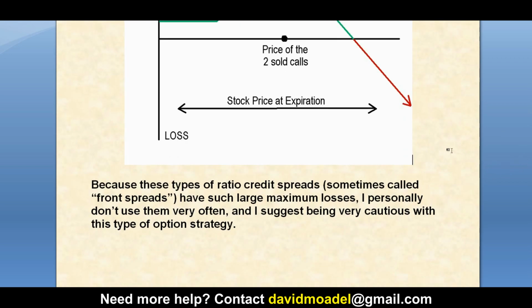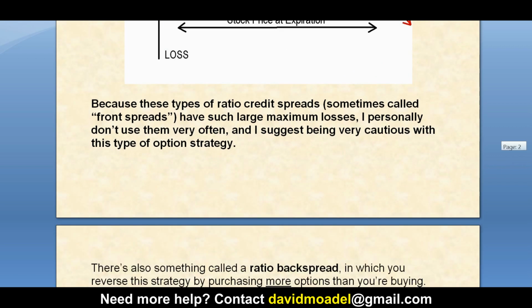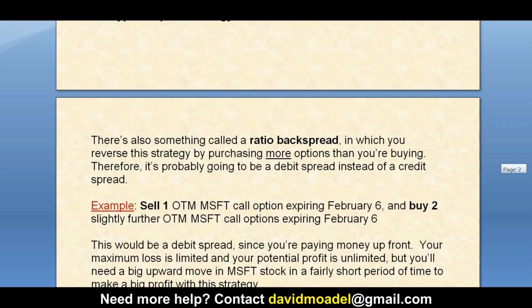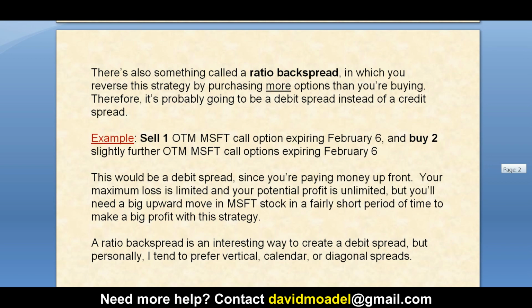So please be careful. Because these types of ratio credit spreads, and sometimes these are called front spreads, by the way, have such large maximum losses, I personally don't use them very often, and I suggest being very cautious with this type of options strategy. You almost have to think of it like selling a naked call or selling a naked put. I want you to think of it that way, really, because the potential losses are so big. All right, so that would be a front spread.